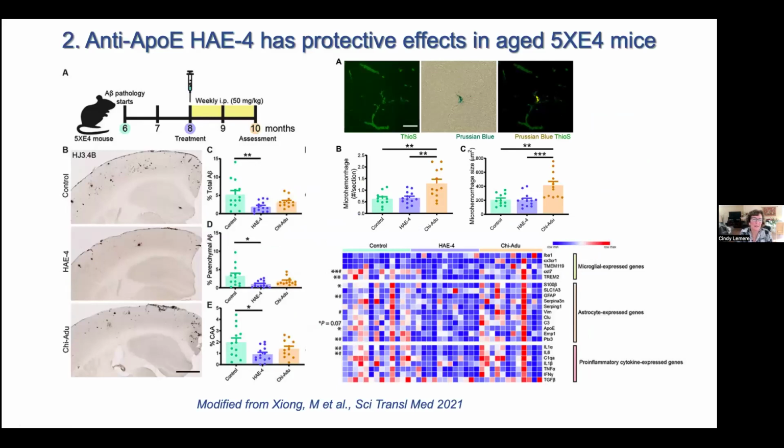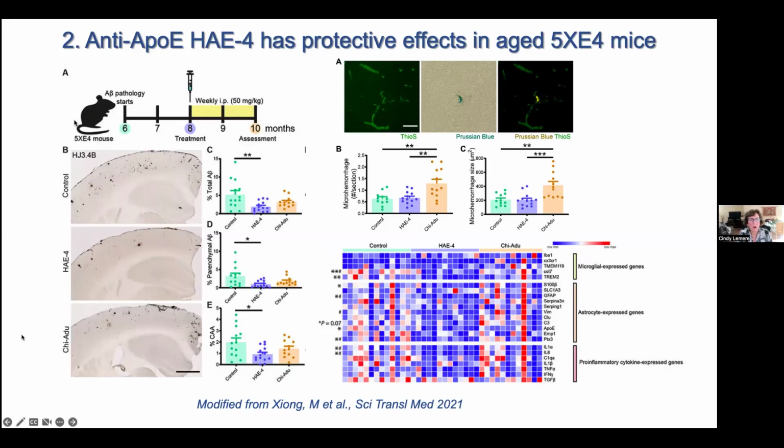So the first one is a collaboration with Dave Holtzman's lab at WashU. And so Dave has developed this antibody, HAE4. It's an anti-ApoE antibody, and it binds poorly lipidated ApoE, which is exactly the type of ApoE that's found in amyloid deposits, including in CAA.